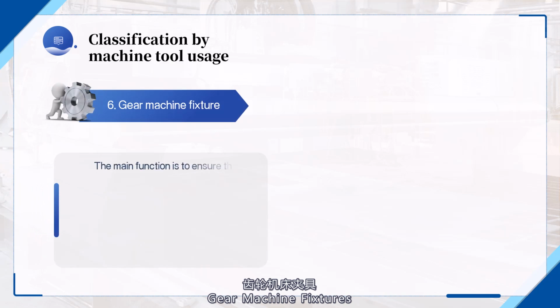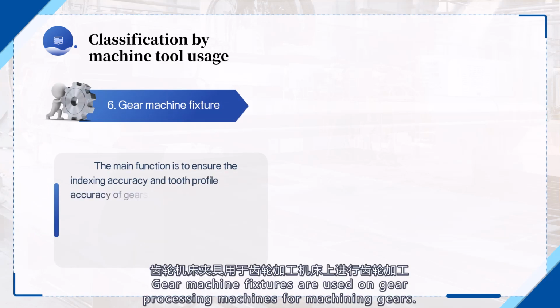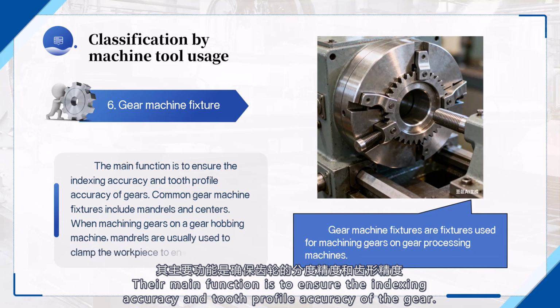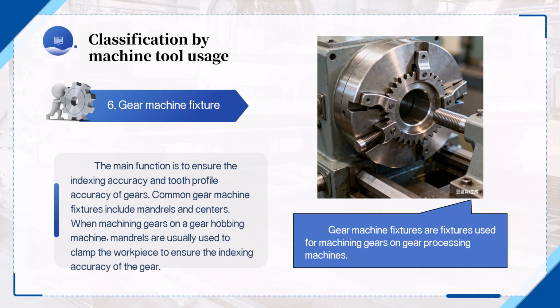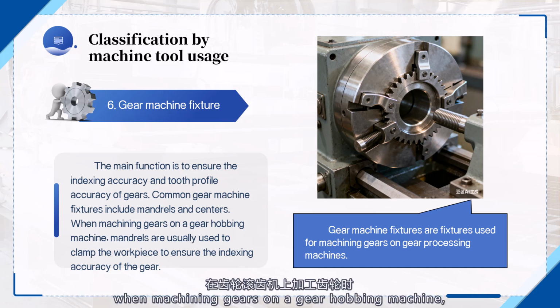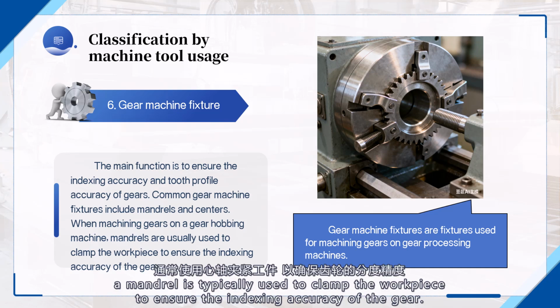Gear machine fixtures. Gear machine fixtures are used on gear processing machines for machining gears. Their main function is to ensure the indexing accuracy and tooth profile accuracy of the gear. Common gear machine fixtures include mandrels and centers. For example, when machining gears on a gear hobbing machine, a mandrel is typically used to clamp the workpiece to ensure the indexing accuracy of the gear.